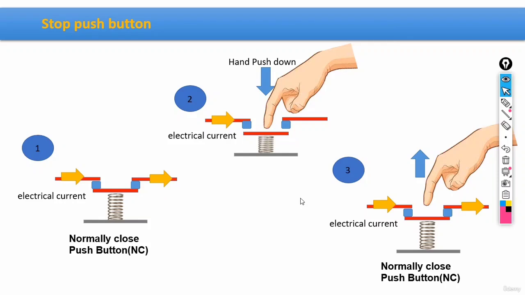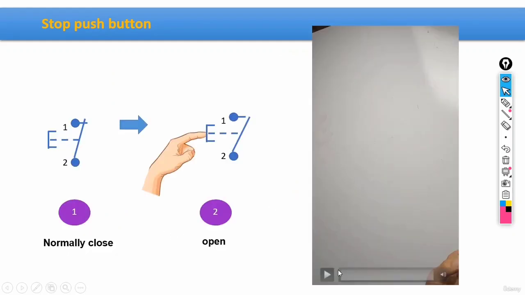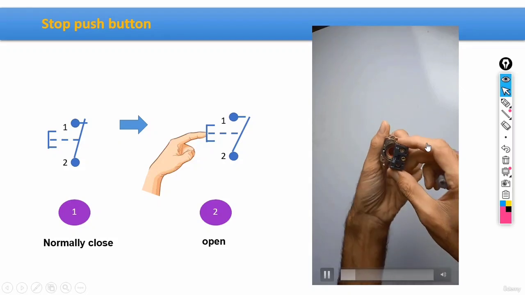All right? Now, in the next slide, we can see a real image for such equipment, for stop push buttons. Again, we have a couple of terminals, this time number 1 and 2. And again, we have two versions for its electrical symbols, one from the IEC standard, and as I said, this symbol would be the American version. Now, let's check another clip as well. Let's see how exactly this button works.